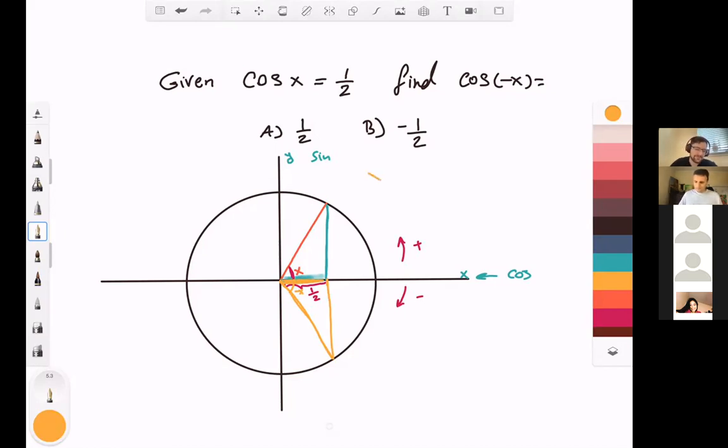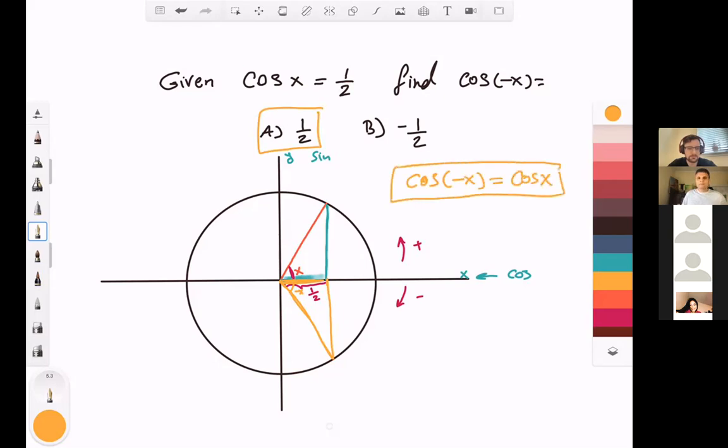I made the graph to visualize it, but from now on, you don't need to graph it. Cosine will be even, so the answer is positive 1/2. That means cosine of negative x equals cosine of x. So cosine eats the negative. Because cosine is an even function, the answer will be the same as cosine of x. If cosine of x is 1/2, then cosine of negative x is 1/2.